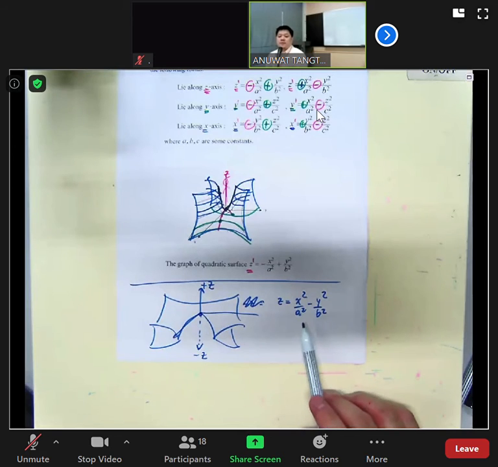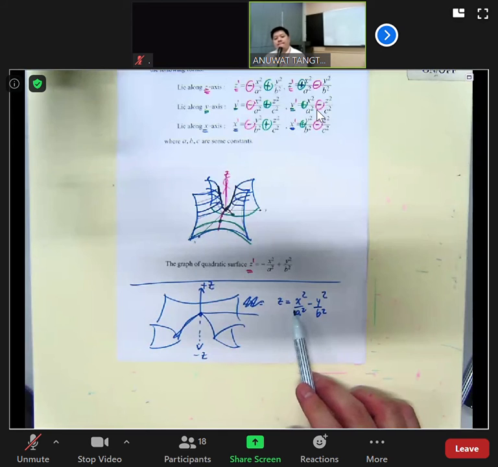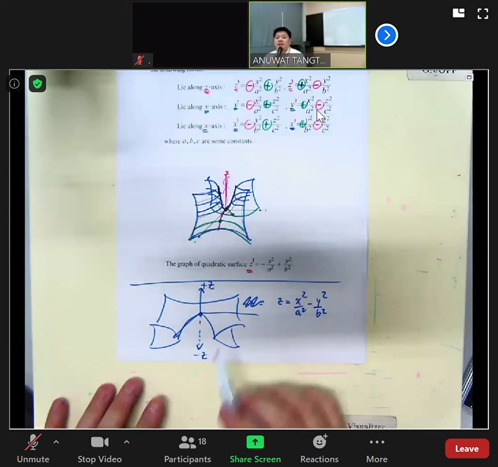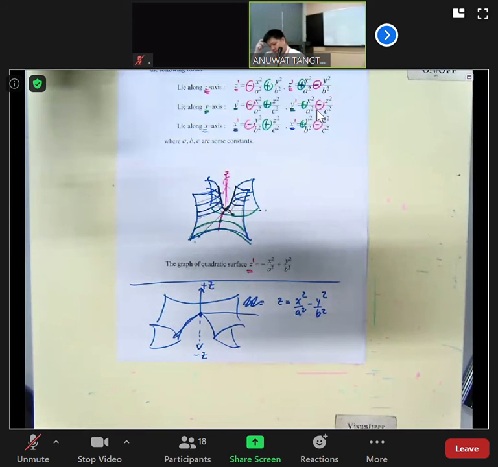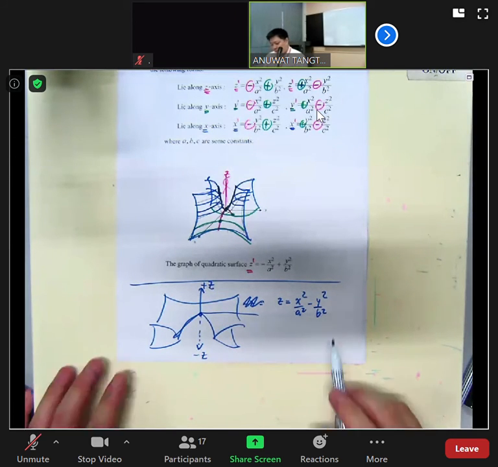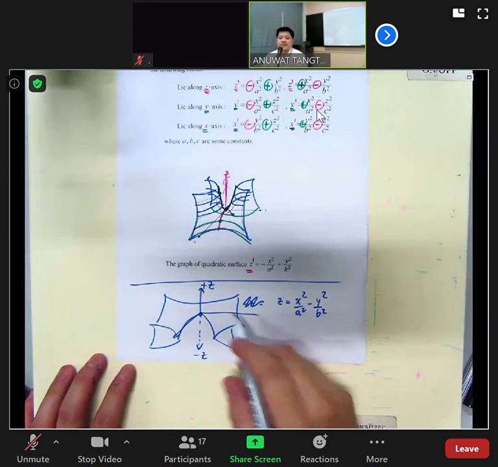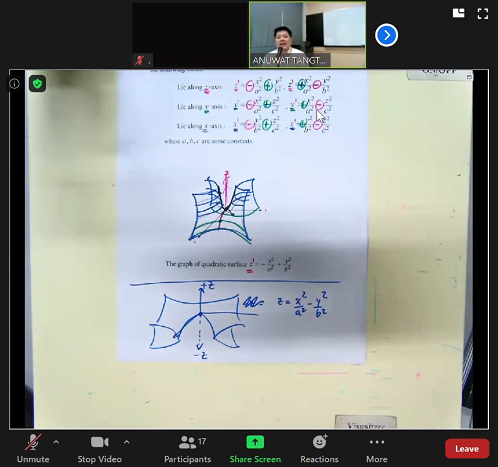When we switch, when we put this to be minus, is that correct? Right, we're going to have this thing. Because on the yz plane, this one would be negative, right? We're going to have this surface instead. And for the other four types of this quadratic surface, you can just flip this surface in the direction.